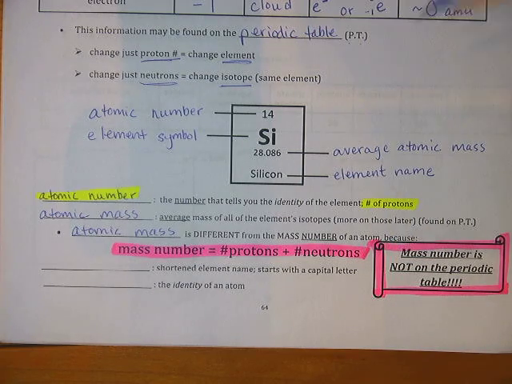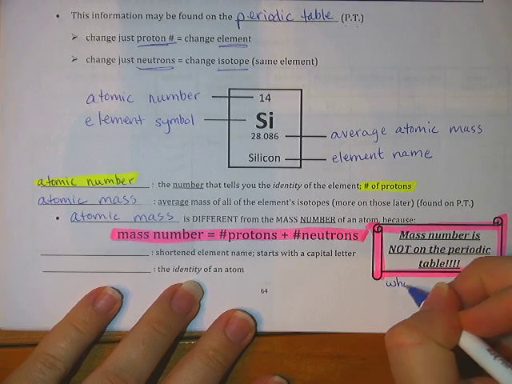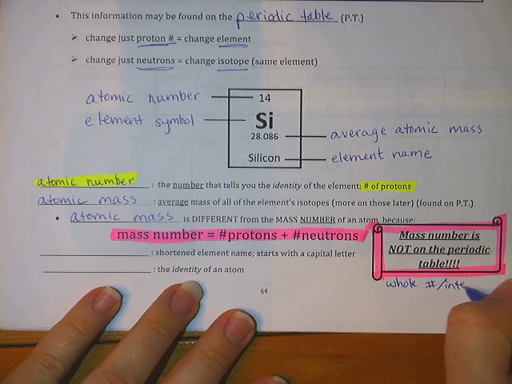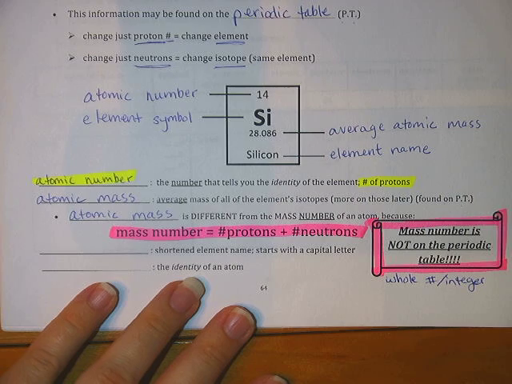Whereas mass number is not an average, it's always going to be a whole number, an integer. The one on the periodic table is an average and will be decimals. So if I ever ask you for mass number, you cannot just take the mass off the periodic table. Those are two different masses, two different numbers.